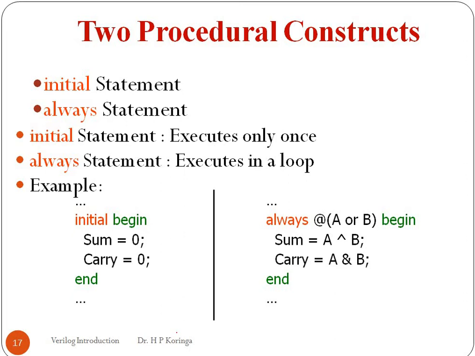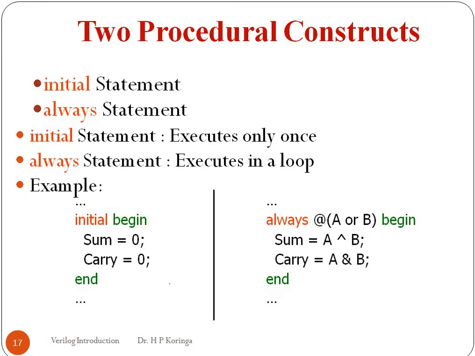There are two procedural constructs: the initial statement and the always statement. The always statement is used in behavioral architecture modeling. It makes the program run continuously in a loop. The initial statement executes only one time. So if you want to store an initial value in any variable or port, we can store it in an initial statement, and always runs in a loop, right?